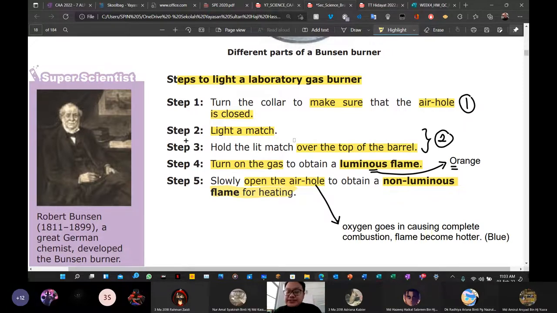After this, you're going to be given a classwork, or homework if you don't finish, where you have to answer this one. It will ask you what is the step, what are the different parts of the Bunsen burner, and so on. There will be 4 questions. Okay, so I'll give you 2 minutes.